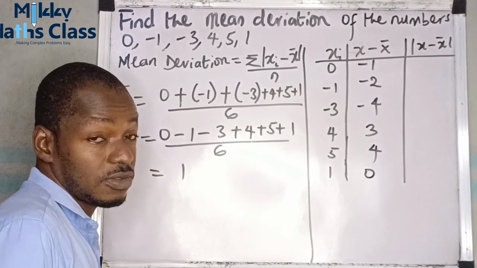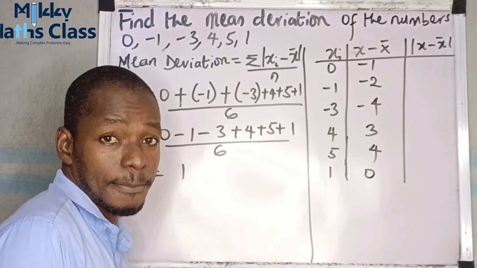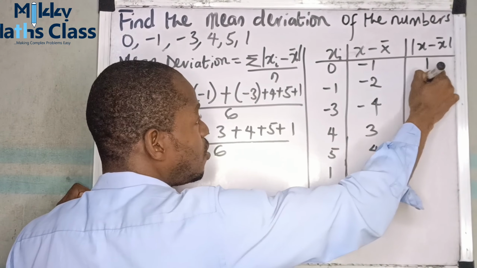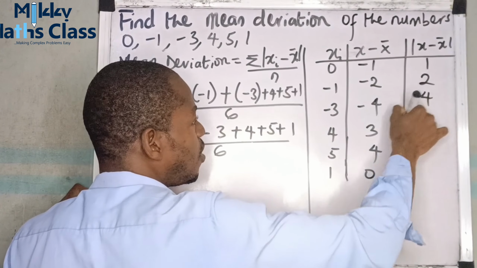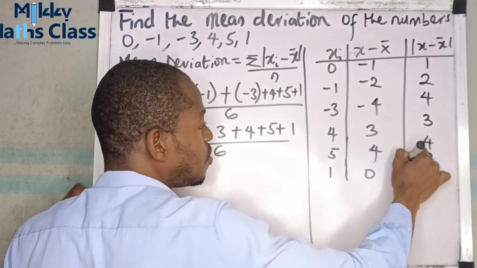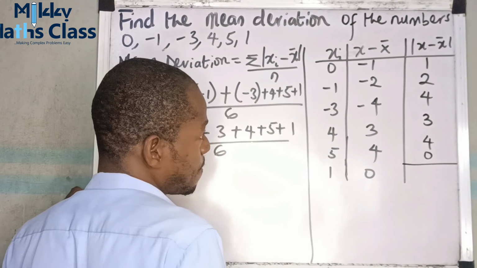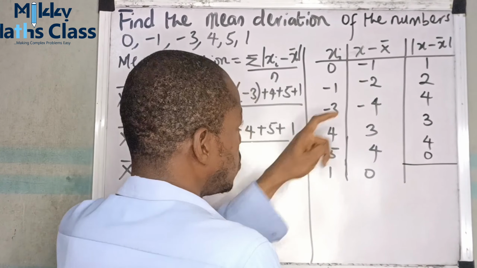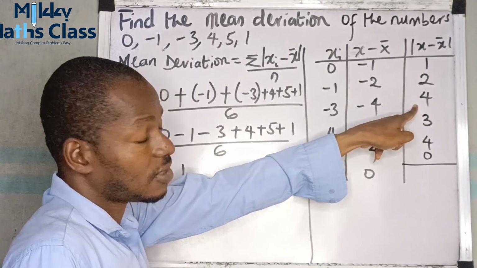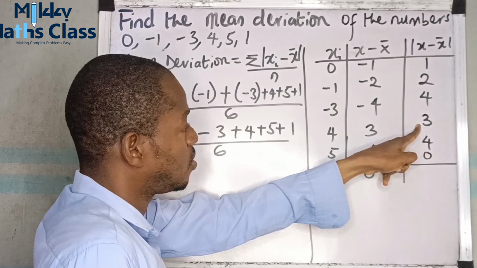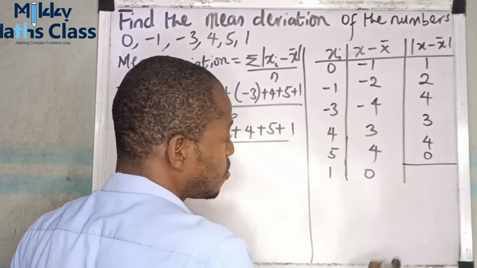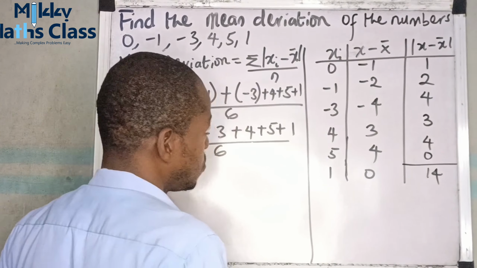The absolute value is, just remove the negative sign and make it positive. So the absolute value of -1 is 1, of -2 is 2, of -4 is 4. Then you have 3, 4, and 0. The summation is 1 plus 2, that's 3, plus 4, that's 7, plus 3, that's 10, plus 4, that's 14. So the summation is 14.